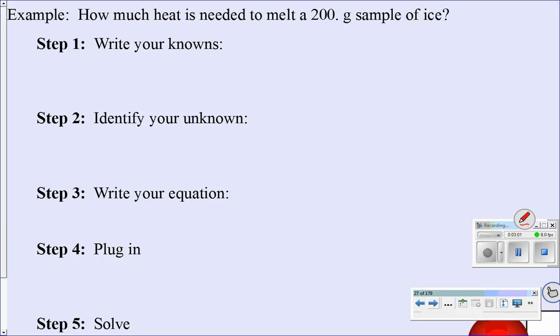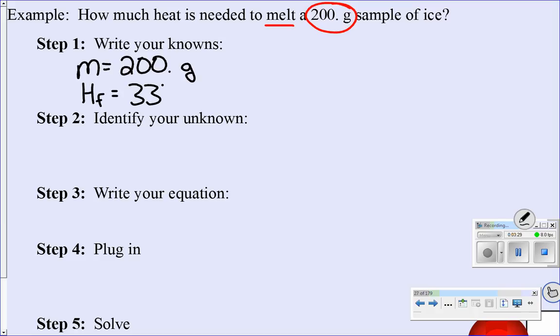So if we wanted to calculate how much heat is needed to melt a 200-gram sample of ice. Because we hear that word melt, that's how we know we're going to be doing a heat of fusion calculation. What I know from the problem is that the mass of the sample is 200 grams, and I also know that we're talking about melting. So therefore, I'm going to be using my heat of fusion, and I can find that on the front page of my reference table. It's 334 joules per gram for any problem involving water, and ice tells us this involves water. We can do these for other substances, but the heat of fusion would have to be given to you.